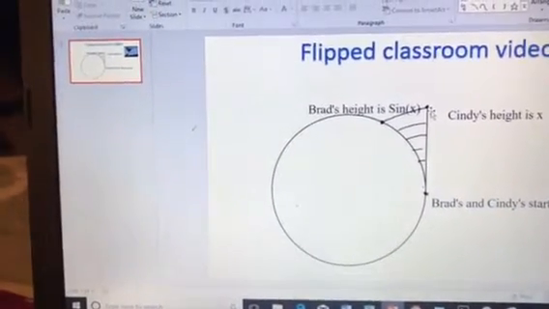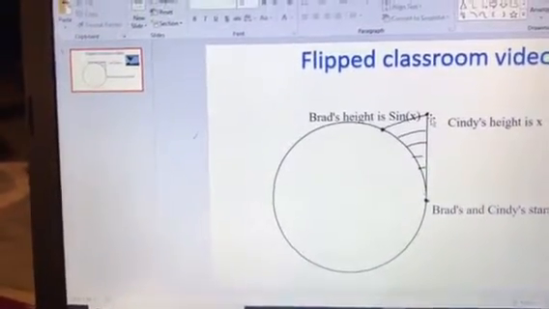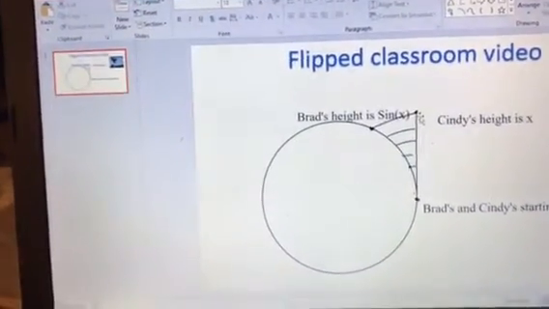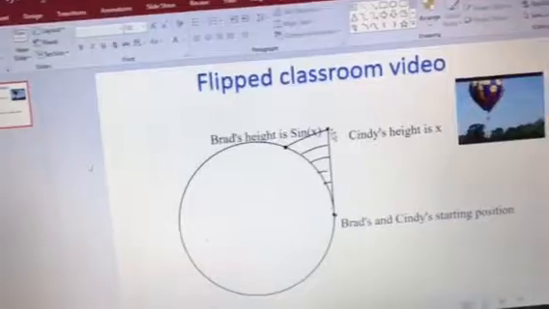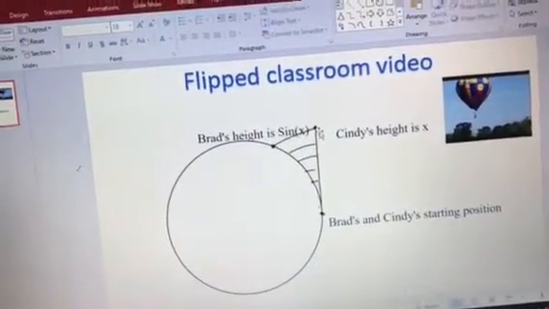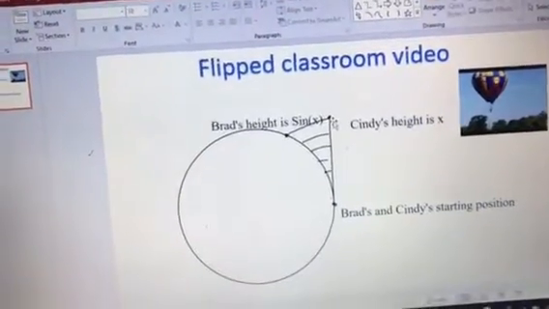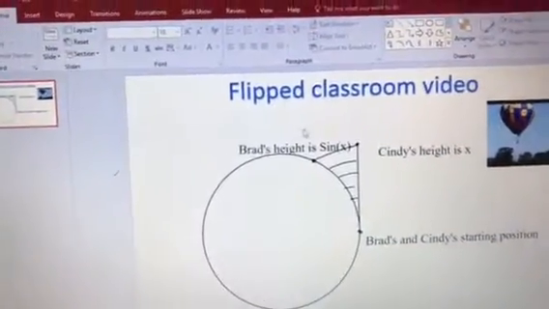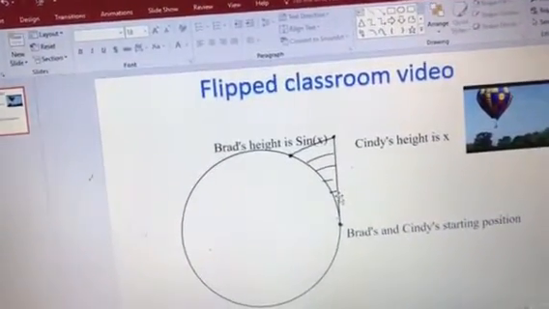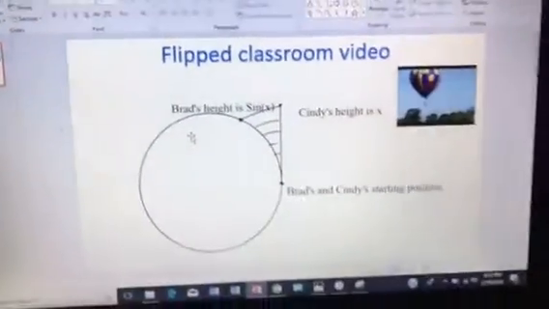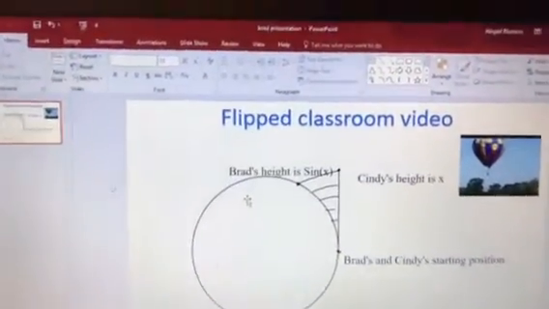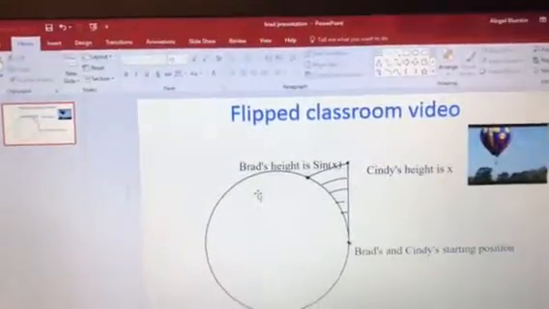So when Cindy is moving upward, she is at a constant speed of 1. Brad's height is lower than Cindy's, but the rate of increase will always be dropping. So Cindy will continue moving straight up with the same speed. That doesn't change, but Brad's will. So that is why x is greater than sine of x.